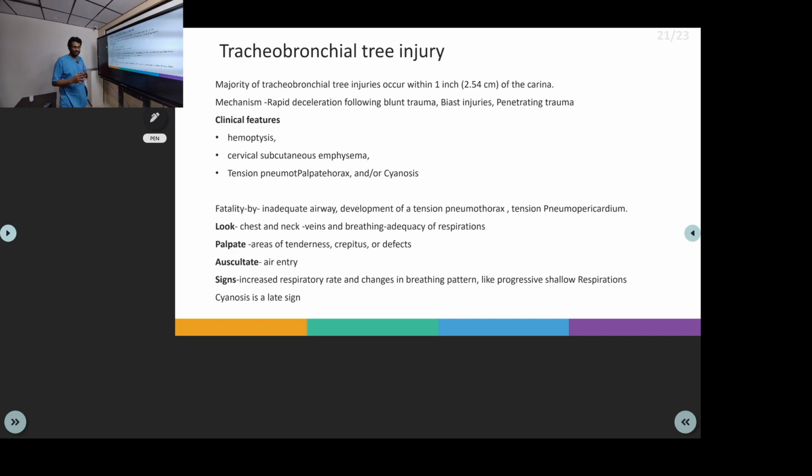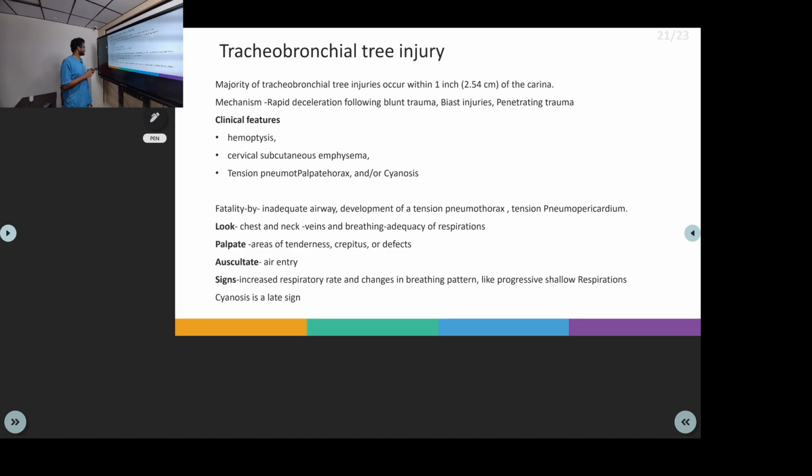The next life-threatening injury in the airway part is the tracheobronchial injury. Usually the bronchial tree injury occurs within 2.5 centimeters of the carina, and the main mechanism is blunt trauma, rapid deceleration, blast injuries or penetrating trauma. Clinically the patient can have hemoptysis and cervical subcutaneous emphysema. Tension pneumothorax or cyanosis can also occur. There is a high chance of mortality in tracheobronchial tree injury, occurring due to inadequate airway and development of tension pneumothorax or tension pneumopericardium.